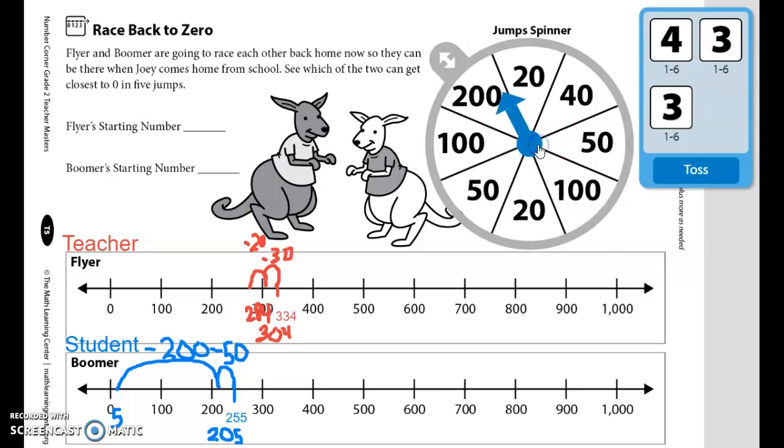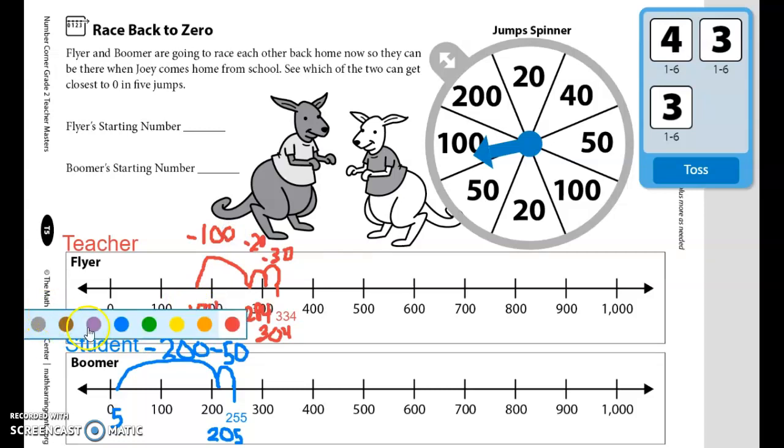Here's my spin. 100. I'm going to go backwards again. Well, I feel pretty good about jumping by hundreds. I know if I'm at 284 and I jump backwards by 100, I just have to change the digit in my hundreds place. Just have to take one away. So I know I land on 184. All right, time for your third turn.